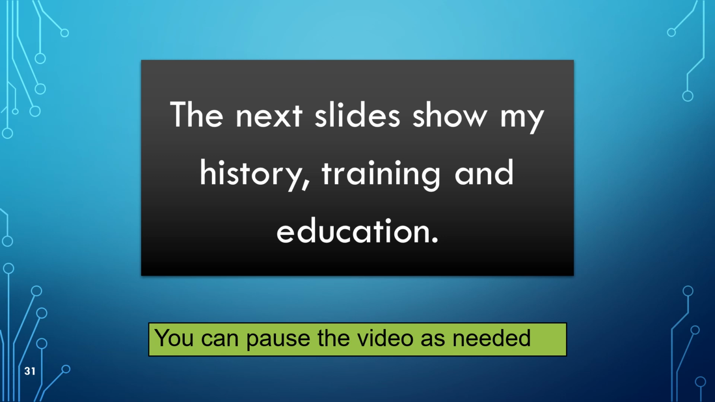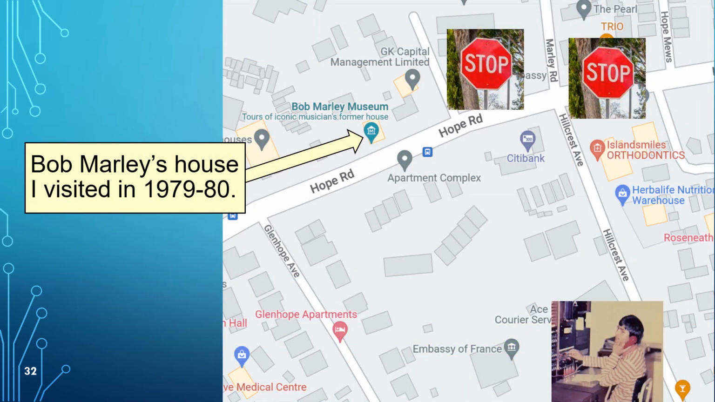I have attached several slides to show my history, training, and education and work experience. This is just some history about myself. Where I worked in the 70s at the telephone company, it was right next door to Bob Marley's house. I used to come off at the bus stop and walk to work from that spot shown on the graph. I went over to his house one day, it was around lunchtime, in 78 or 1980 thereabout, in a telephone company's van. So it's pretty close to Bob Marley's house.